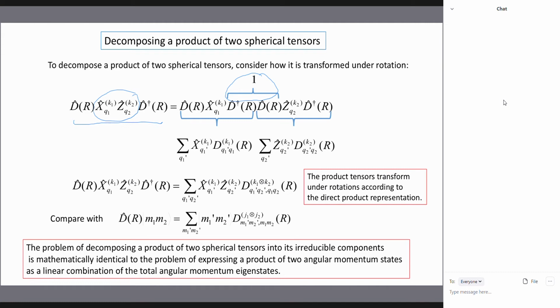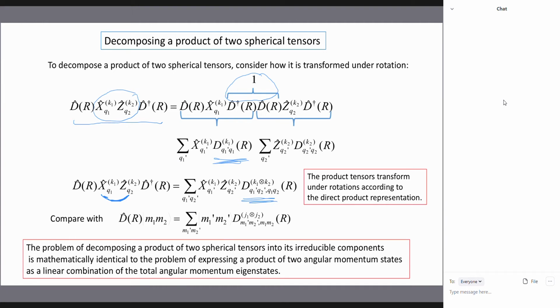When it is rotated, it will be some linear combination of the other components of the spherical tensors with coefficients, which are the matrix representation of the rotation operator. So we see immediately that the product tensor transforms according to the direct product representations. If we compare this with the product of two angular momentum states, that is exactly what we have.